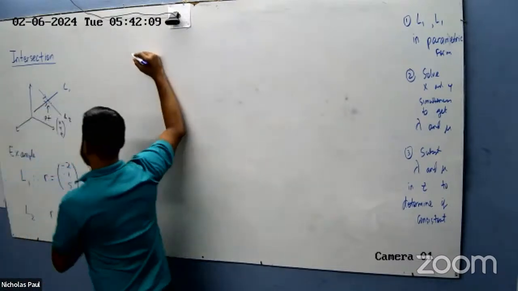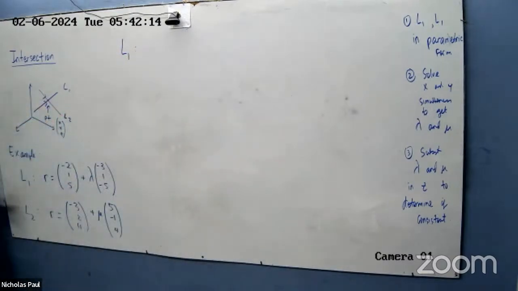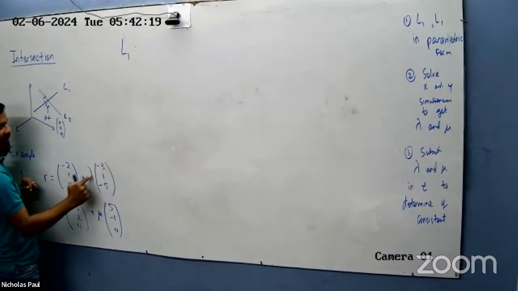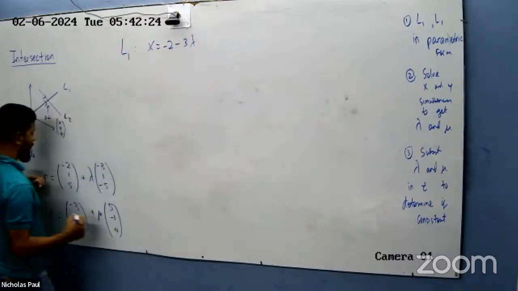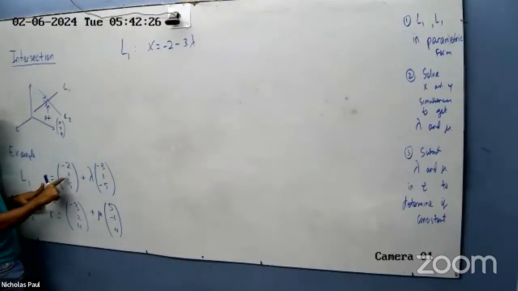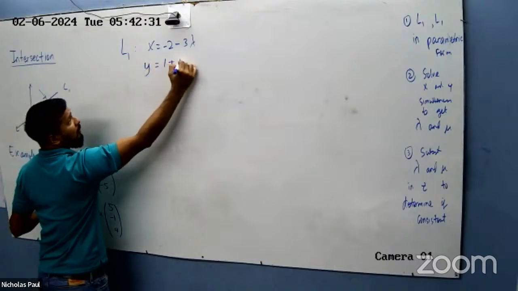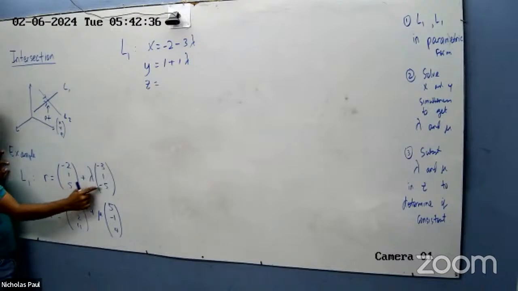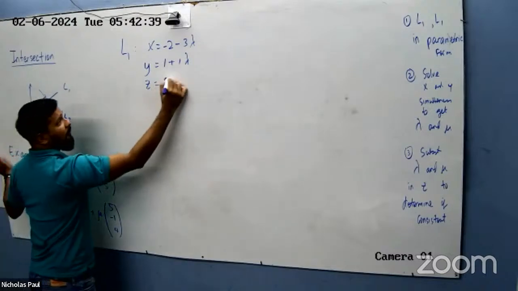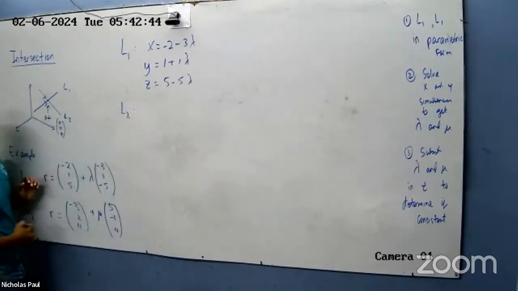Right. So step number one for L1, I'm going to put L1 into parametric form. So R is XYZ. So X is minus 2 minus 3 lambda. Next, Y is equal to 1 plus 1 lambda. And Z is 5 minus 5 lambda.